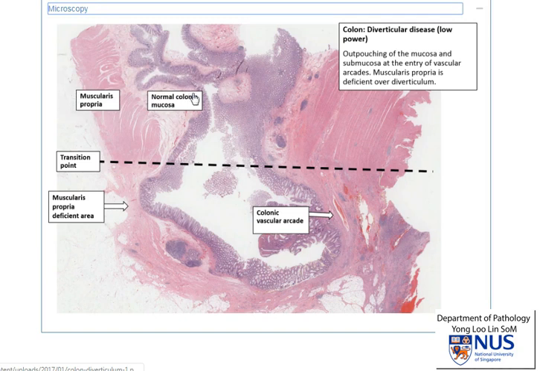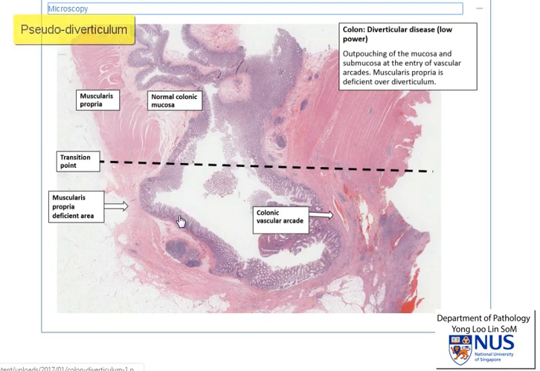If you follow the mucosa, you can see that it dips into the wall of the bowel, and here it's coming out again to the normal part of the bowel. This is the diverticulum, and the wall of the diverticulum actually does not comprise the full thickness of the bowel. Hence, this is not a true diverticulum.